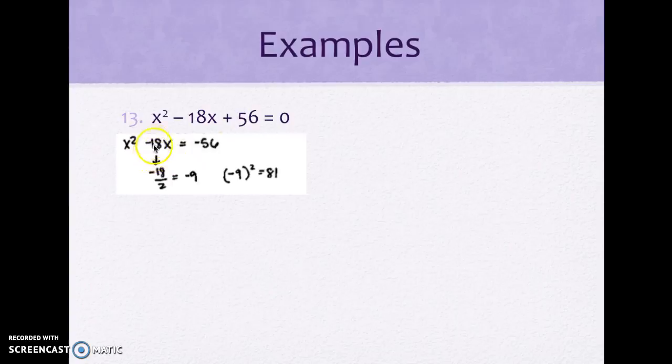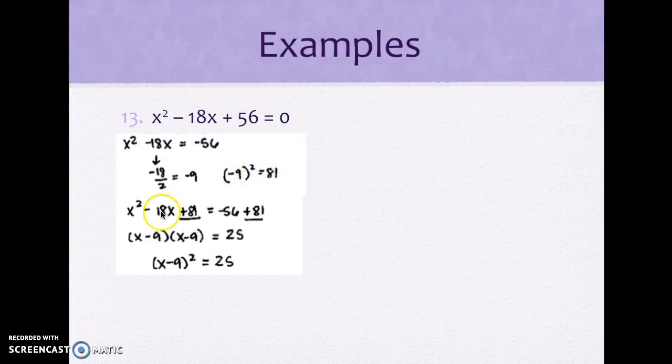Now we want to take half of b, so negative 18 is our b. We want to divide that by 2. So we have negative 18 divided by 2 equals negative 9. Then we want to square that, so we get negative 9 squared equals 81. Okay, so this is us creating the perfect square. x squared minus 18x plus 81, because we got that from this step up here, equals negative 56 plus 81.